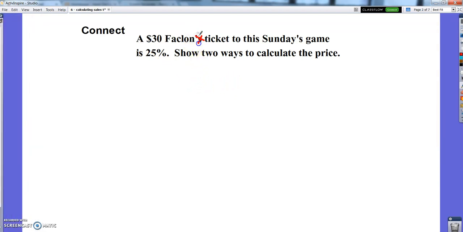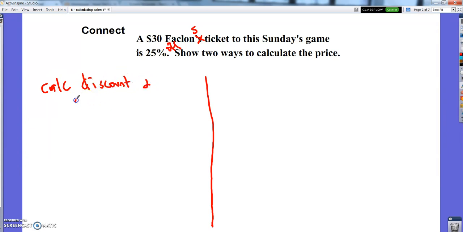This is bad grammar. Should just be an S. I taught you 2 strategies yesterday to calculate a price decrease, like a $30 Falcons ticket to Sunday's game is 25% off. Sorry, I typed this in a hurry. Showed 2 ways to calculate the price. So the first way was to calculate the discount and subtract it.